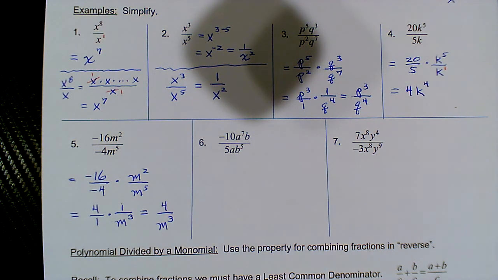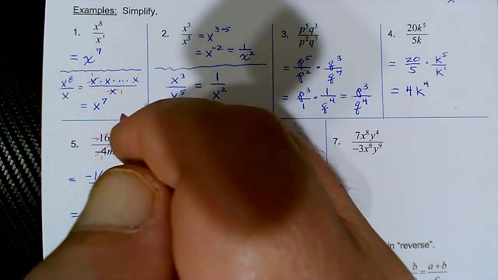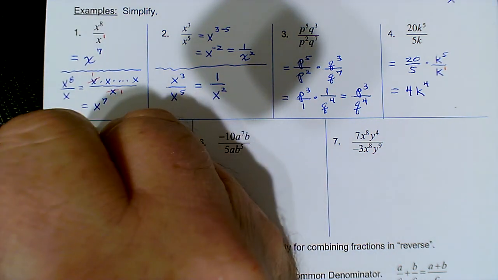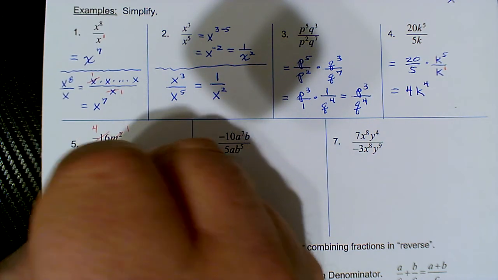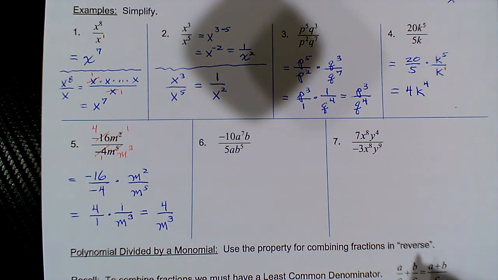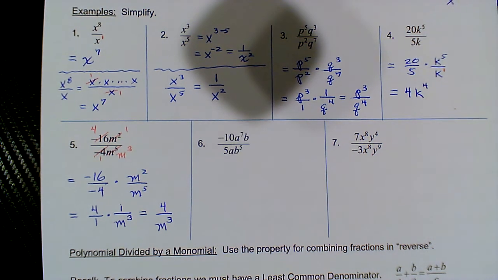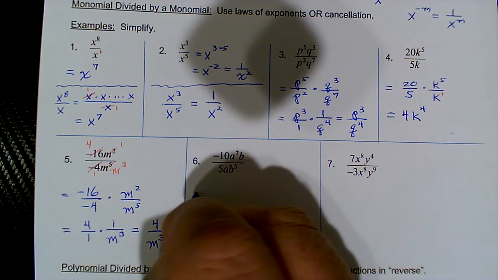And again, if you just jump right in here and cancel, negative 4 goes into negative 4 once, into 16 4 times, and then you can cancel these m squareds out and cancel this m cubed, m to the fifth, and you're left with m cubed. If you just want to show it that way, that's fine, okay?